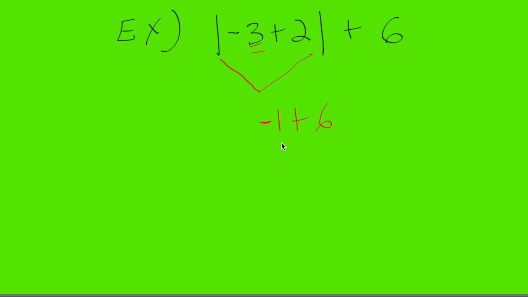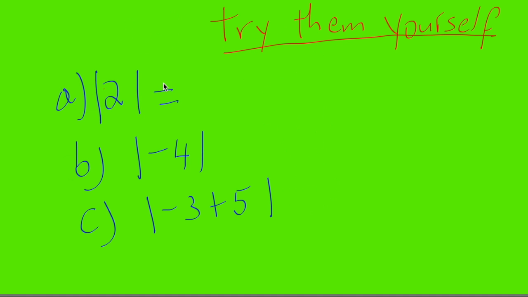So you're going to do the same here. You're going to subtract and keep the sign of the larger number. When you subtract, that's 5. 6 is larger with the positive sign, so your answer is positive 5. Go ahead and pause the video and give those problems a try before you continue with the video.